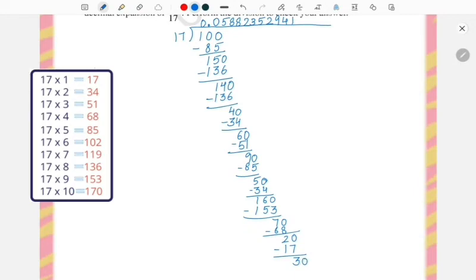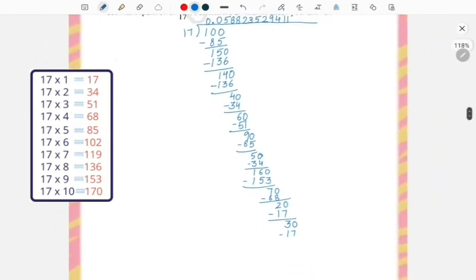Again, seventeen ones are 17. Subtracting it, what will we get? We'll get 13, which becomes 130. 17 sevens are 119. The remainder would be 11, which becomes 110.